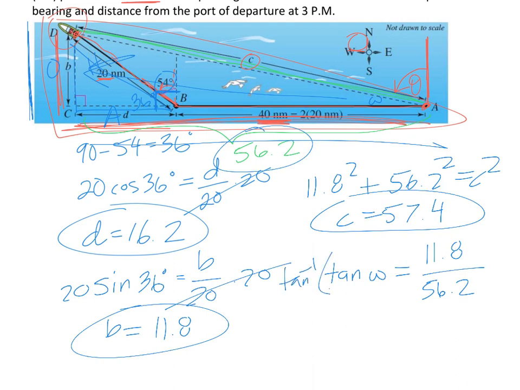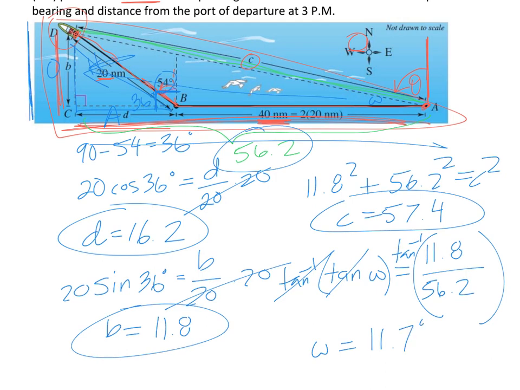So apply inverse tangent to both sides, and then you've isolated omega. That's what the inverse trig function is for, to figure out an angle measurement. Can't emphasize that enough. So then figure out the inverse tangent of 11.8 over 56.2, and we get 11.7. It's 11.7 degrees.